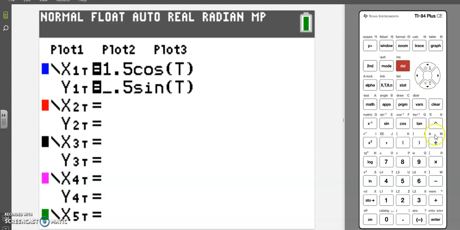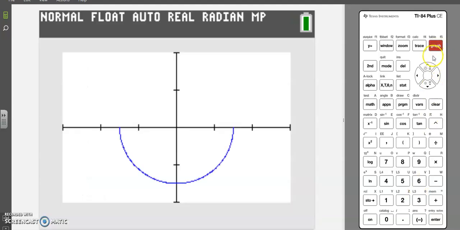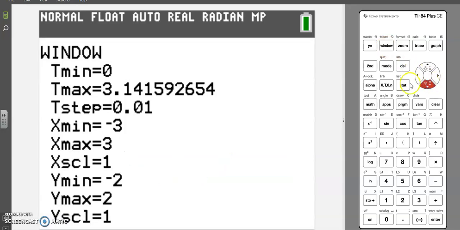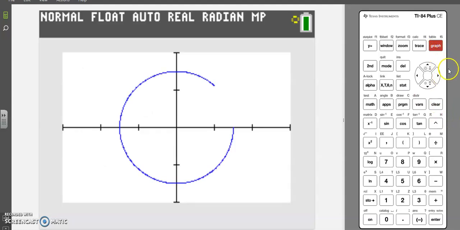Well, the easy thing to do there would be, if I want to start and go clockwise, I would need my y values to start negative. Now if I hit graph, because the y values started negative, it went this direction. And if I wanted to go all the way around, I would need to make that 2 pi. And it graphs it all the way around the other direction.